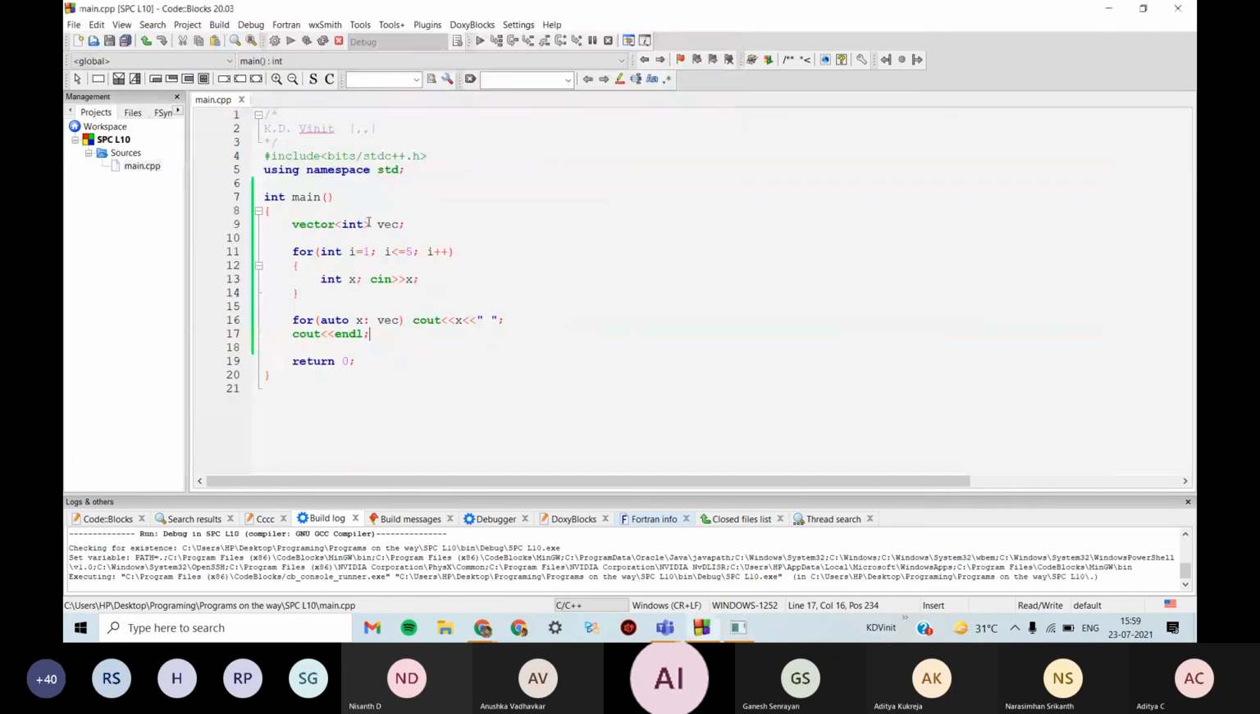Yeah. So as you can see, I have not allocated any space to this. Still, okay, I need to take it as an input.